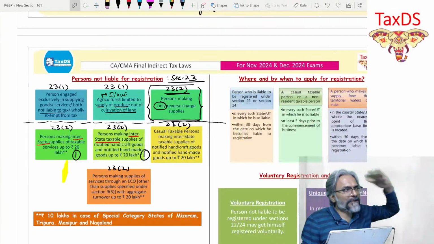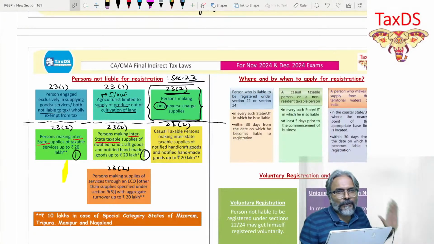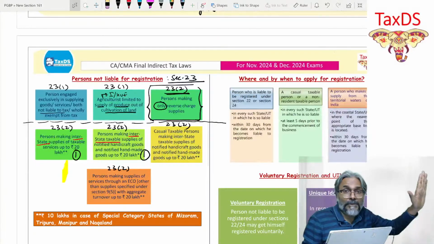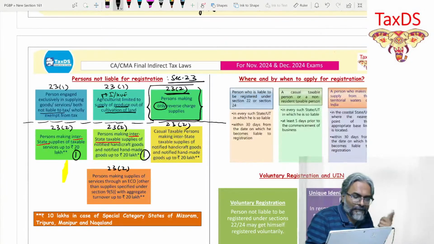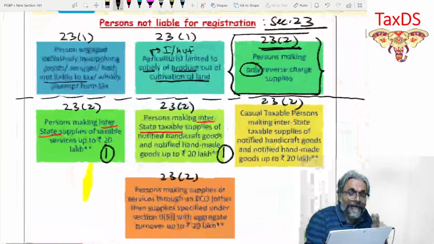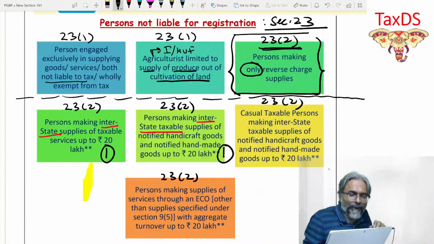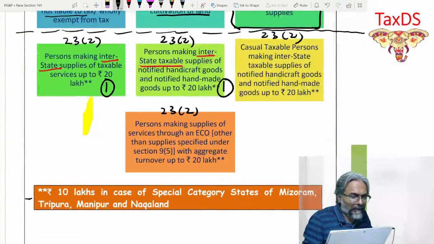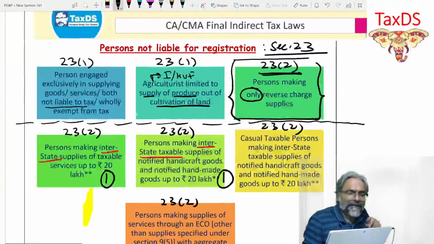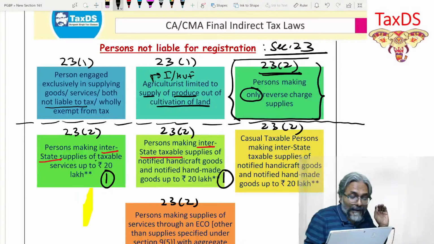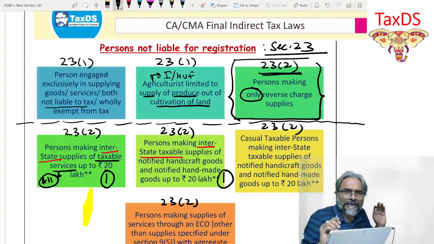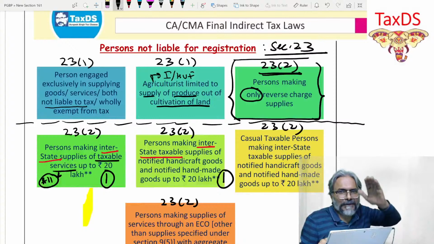What I told you is the general rule: if you do an interstate supply, you are liable for registration. Is there any exception for such interstate supply? Two exceptions. Exception number 1: interstate supply of taxable service up to 20 lakhs. Can you see that? 20 lakhs, or, I put 2 asterisk, 2 asterisk means 10 lakhs, depending upon the state. So there are two exceptions in interstate supply. The first exception is about taxable service, all services. Whatever interstate supply of services you are doing, I am a supplier of service and I am doing interstate supply of services.